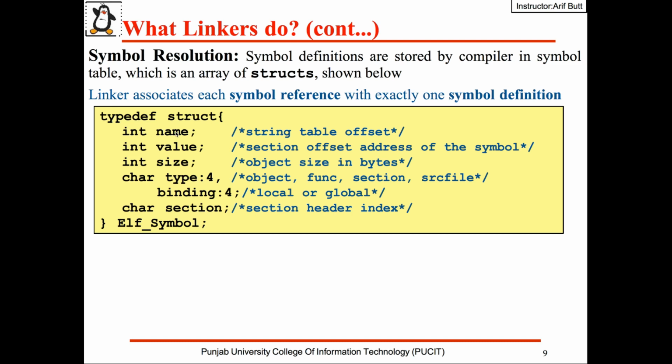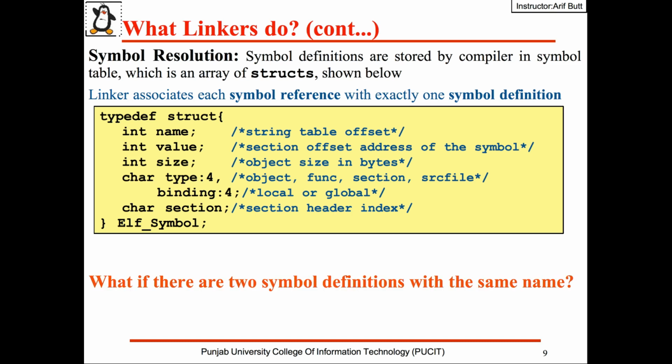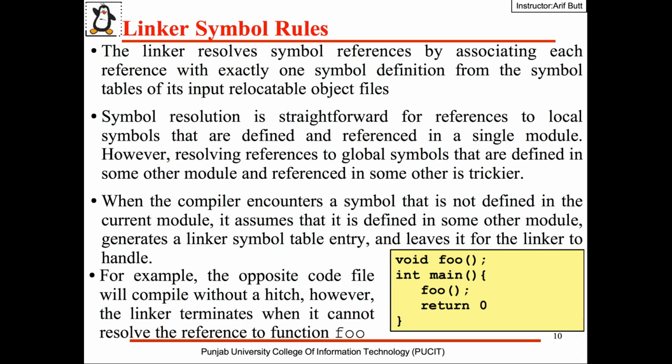Well, the first member, name, is a byte offset into the string table that points to the null terminated string name of the symbol. Okay, now the question is, what if there are two symbol definitions with the same name? So there will be a name conflict. So let us discuss the linker symbol rules as well.